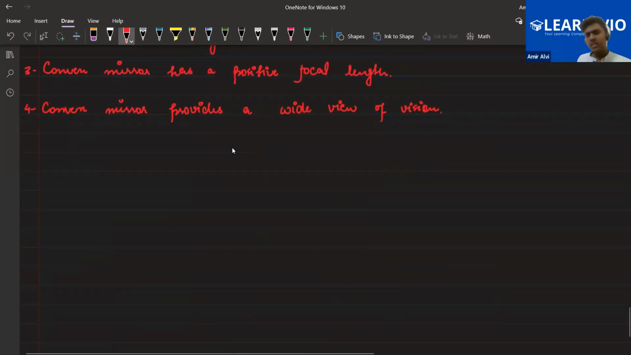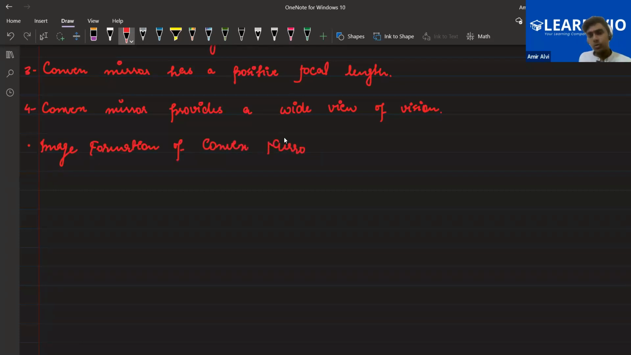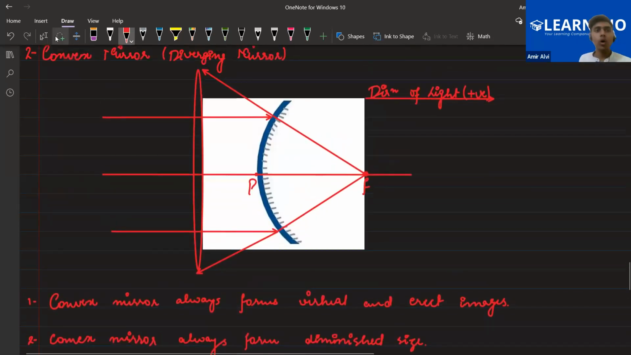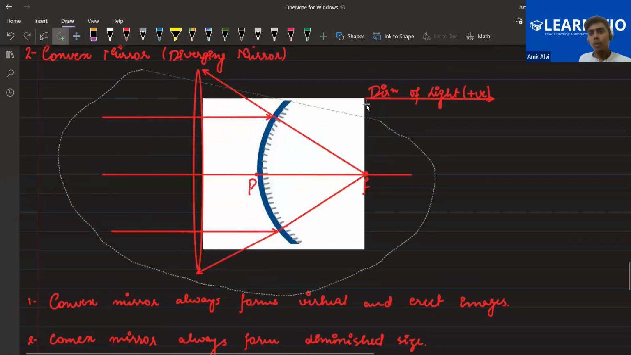So let's understand the image formation. Only two cases are present in the convex mirror. This is a very simple mirror. No complications are present. First is when the object is at infinity. When the object is at infinity, this will be the case. Let me copy paste this directly so that we utilize the time properly.